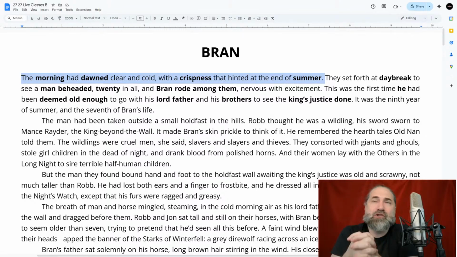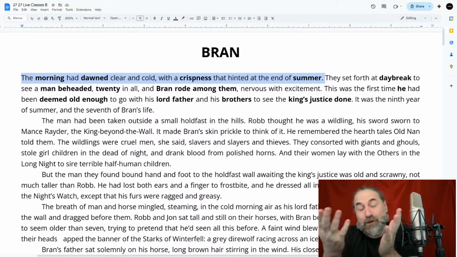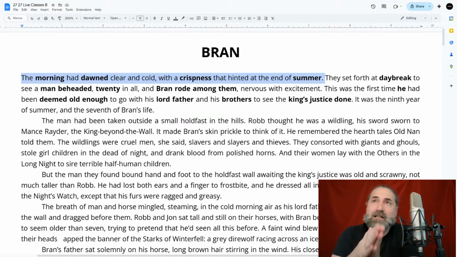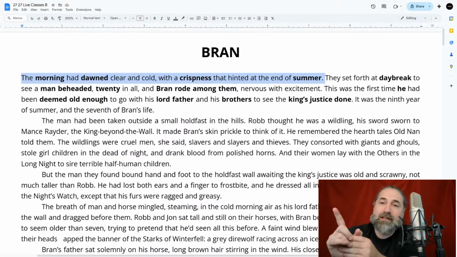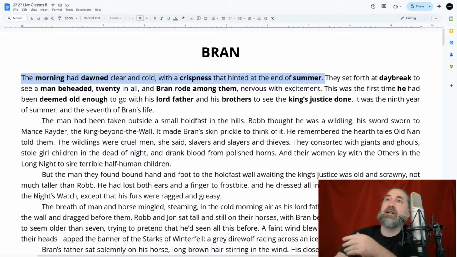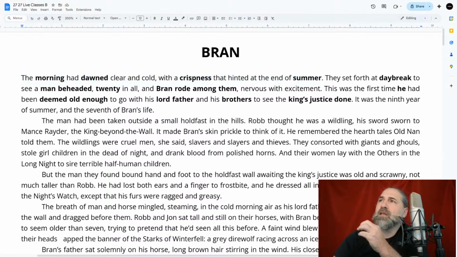Two pieces of information are being presented to you. You're learning that the morning had dawned clear and cold, and you're learning that that clear and cold is actually at the end of summer, the crisp end. So we're learning fairly quickly right there. All right. They set forth.